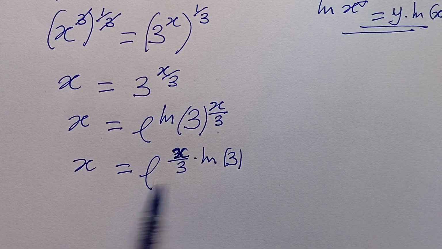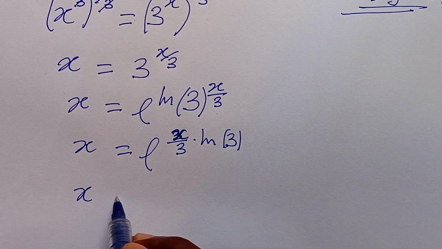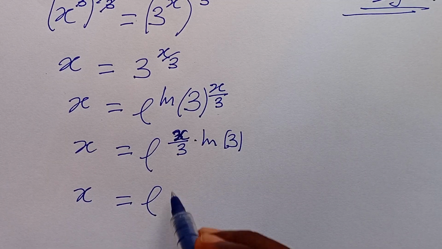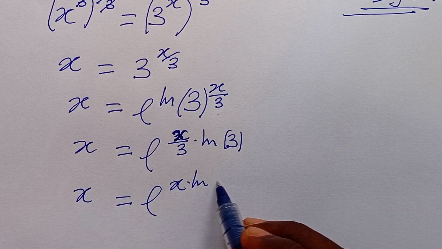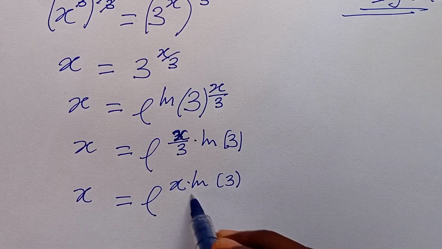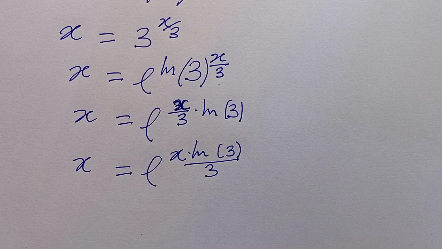Okay, now we have this expression here. Another way of rewriting this is simple. This is the same thing as e raised to the power of x times the ln of 3 all over 3.